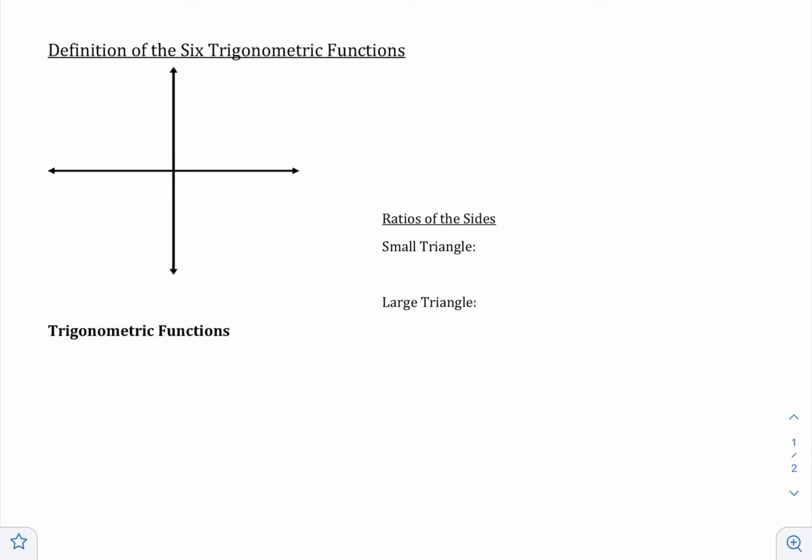And how do we define them? There are 6 of them. I'm going to explain why there are 6 of them. And so again, this is going to be the basis of the entire course, trigonometry.